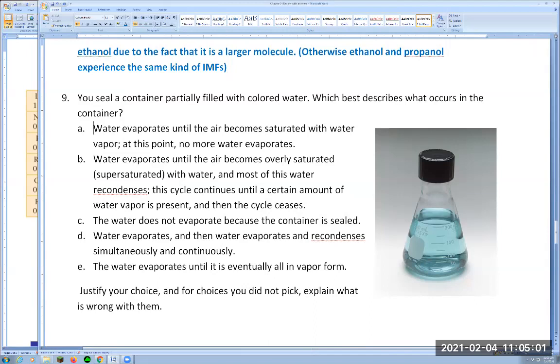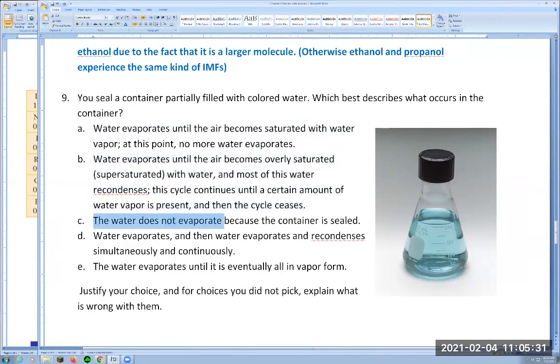A, water evaporates until the air becomes saturated with water vapor, and at this point no more water evaporates. B, water evaporates until the air becomes overly saturated, so supersaturated with water, and most of this water recondenses, and this cycle continues until a certain amount of water vapor is present, and then the cycle ceases.